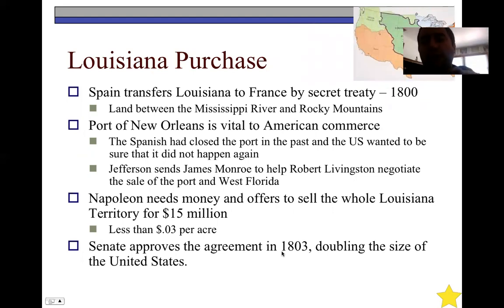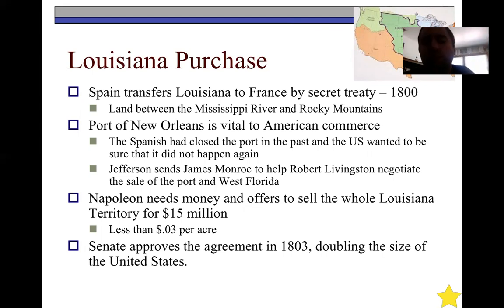1800, before Jefferson is president, still under Adams. Spain transfers Louisiana to France by a secret treaty. So Spain ends up transferring Louisiana, that image I just showed you, that territory, to France through a treaty, but it's a secret treaty. This includes the land between the Mississippi River and the Rocky Mountains.